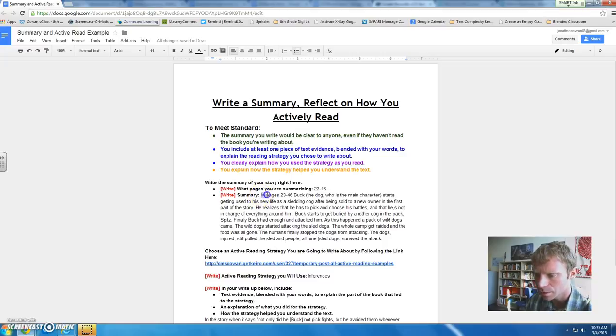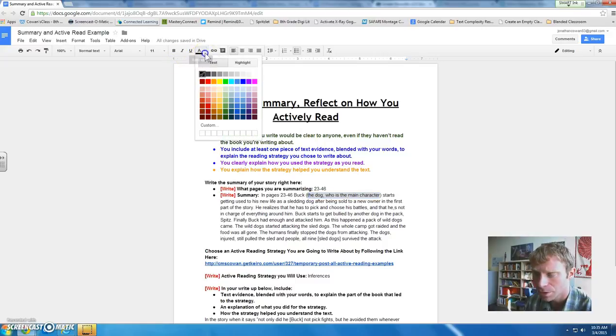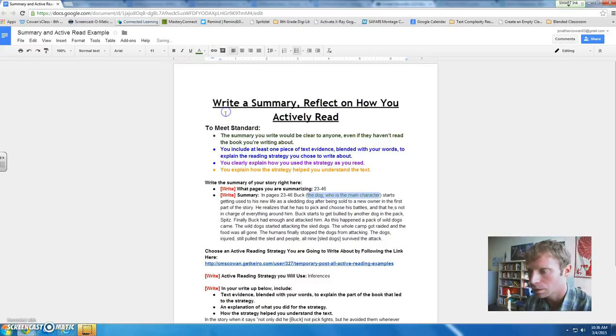So in this case, the person started off with "in pages 23 through 46." They didn't name the book, because for their second summary, it's probably okay to do that. But they did still give important details to make sure I, as the reader and as their audience, would understand the summary. "Buck, the dog, who is the main character." Right there, that's an important detail they give. Because if they just said Buck, I would be like, who's Buck? "The main character starts getting used to his new life as a sledding dog after being sold to a new owner in the first part of the story."